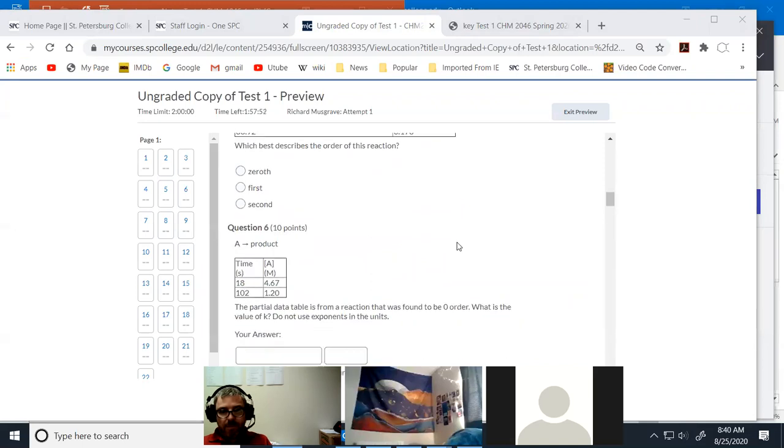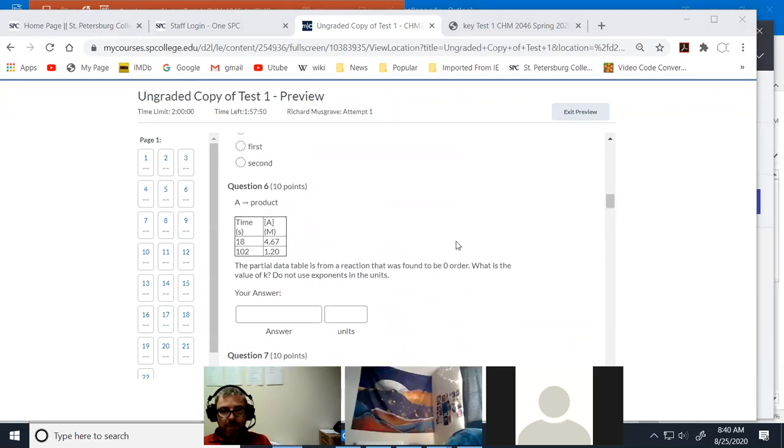All right, let's have a look. Now let's look at this one, number 6. The partial data table is from a reaction found to be zero order. So I'm telling you the order here, and now I'm asking you to calculate k. So what do you have to do with that?